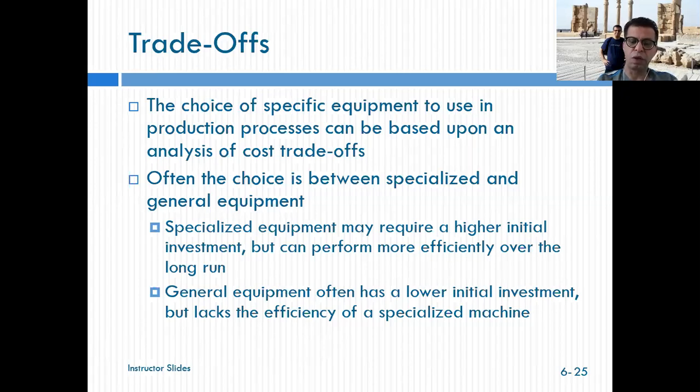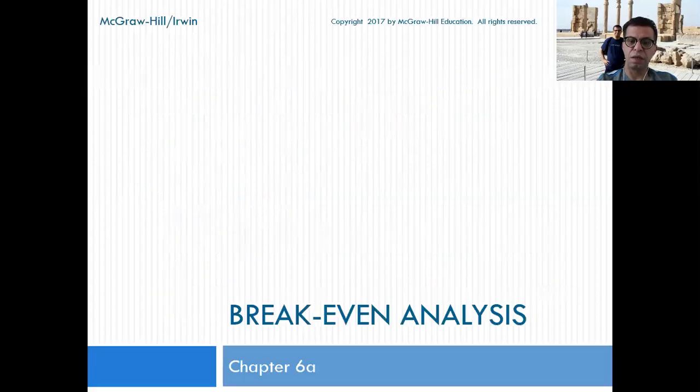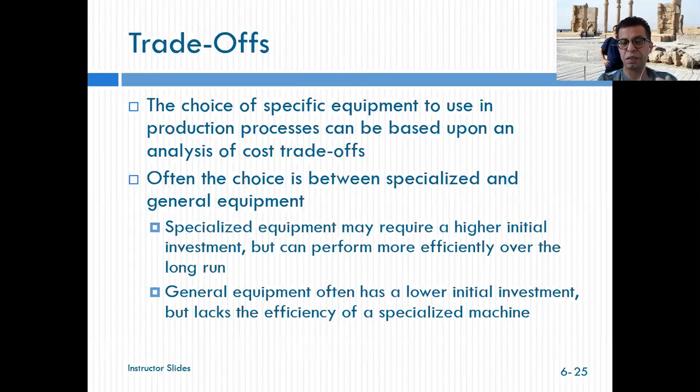So you need to look at the balance, the break-even analysis, whether it's worth buying new equipment, or bringing in semi-finished goods, or using your old equipment and doing it slower. So the choice of specific equipment to use in a production process can be based on a cost-benefit trade-off.